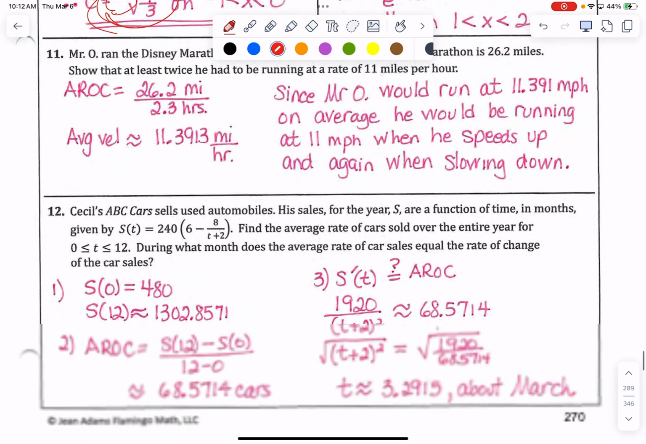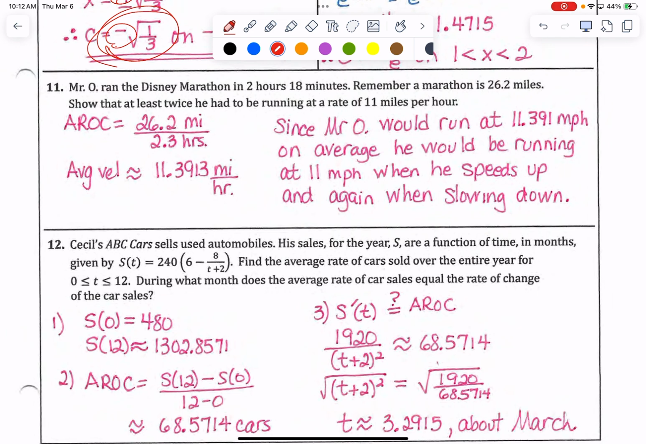All right, this right here, Mr. O ran the Disney Marathon in 2 hours, 18 minutes. By the way, that's pretty good. It used to be really good, but now women run that fast. The woman's world record now in the marathon is like what the men used to run. It's just getting crazy. They think a woman is now going to break 4 minutes in the mile. The world record is 4:07. They think that they're going to be able to get a woman to break 4 minutes in the mile.